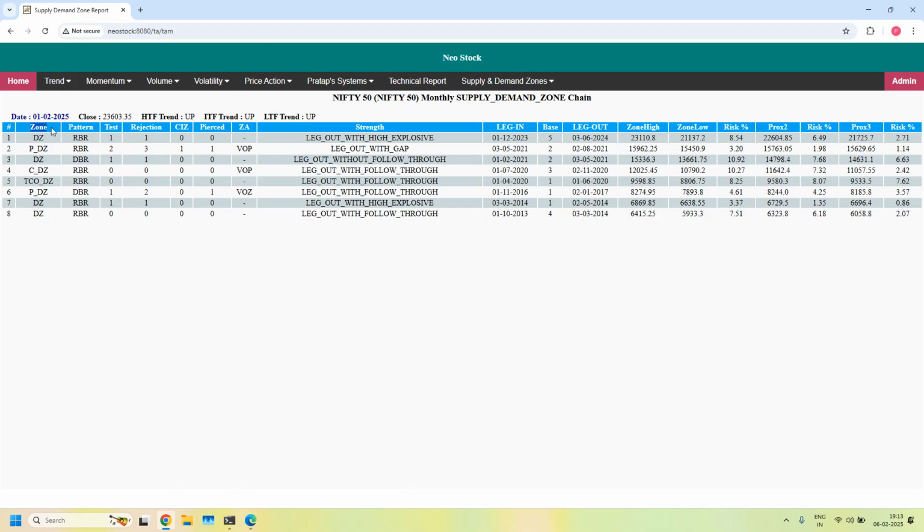Always look into the zone column to find the high liquidity zones. Look into the pierced column to find the pierced zones. Look into the LTF trend to find the trend of the current time frame you have selected. Apply the same rules to remaining supply demand zone chain reports.